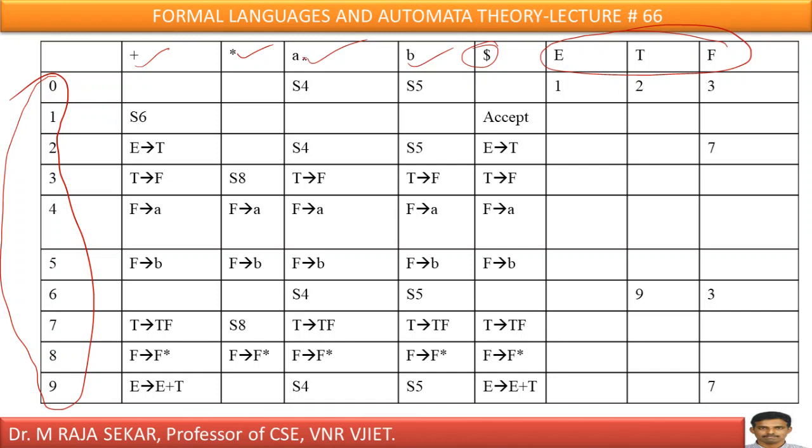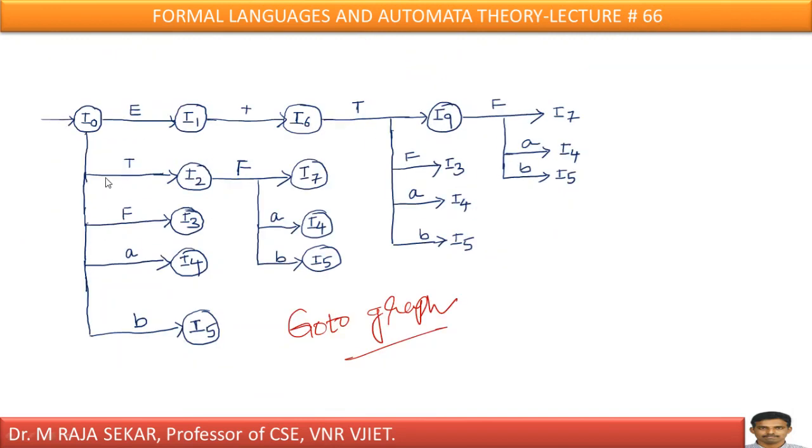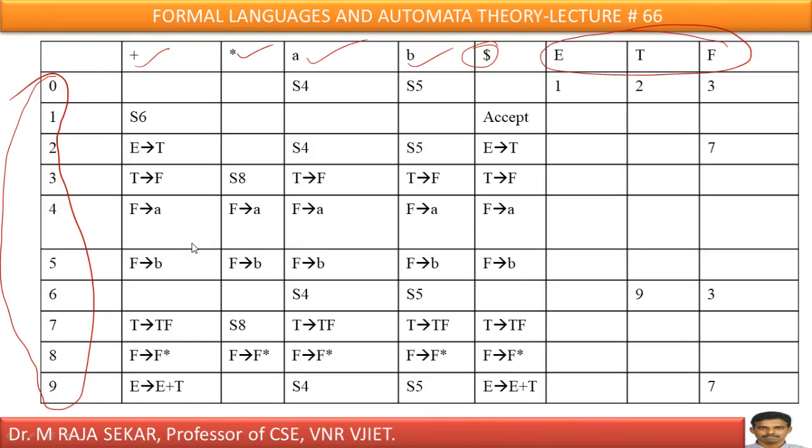I0 on A, we have I4. Just go and check I0 on A, this is I4. I4 means just write S4, shift 4. I0 on B, just check in go to graph, there is I5, therefore I am writing S5, shift 5.